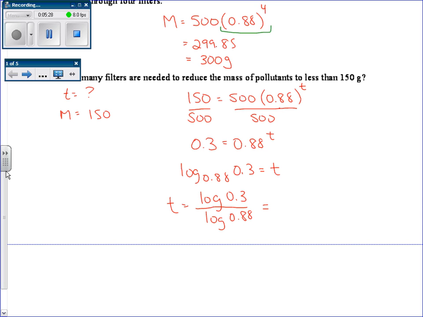equal 9.4. Okay. So now here's a little bit of a trick, because this breaks the rules of rounding, because we want to know how many filters are needed to reduce the mass of pollutants to less than 150 grams, less than 150. So we need at least 9.4 filters to get to 150. So if we rounded down to 9, we would have a value greater than 150. So we have to round this up to the next nearest number of filters, and this would be 10 filters.